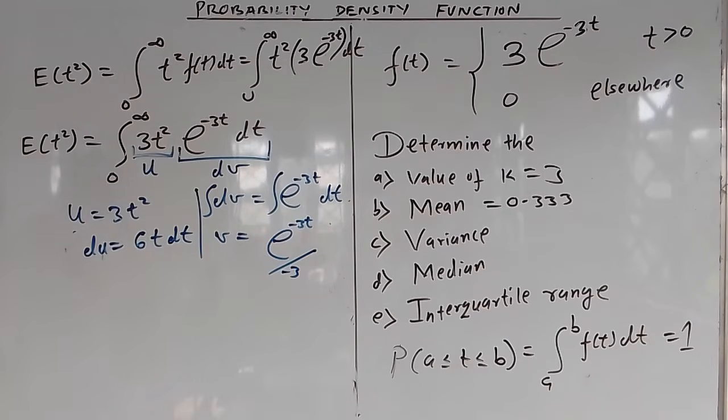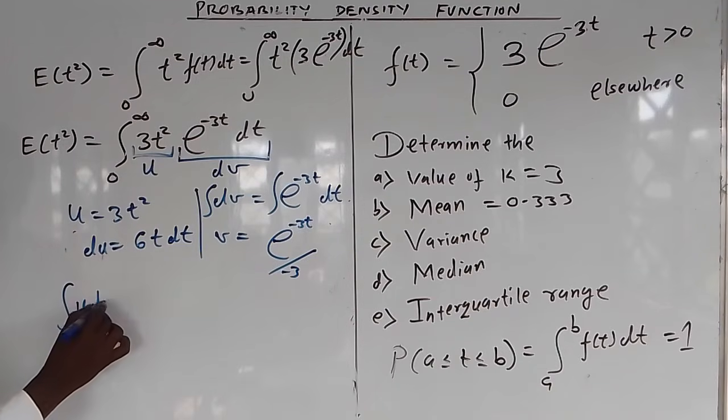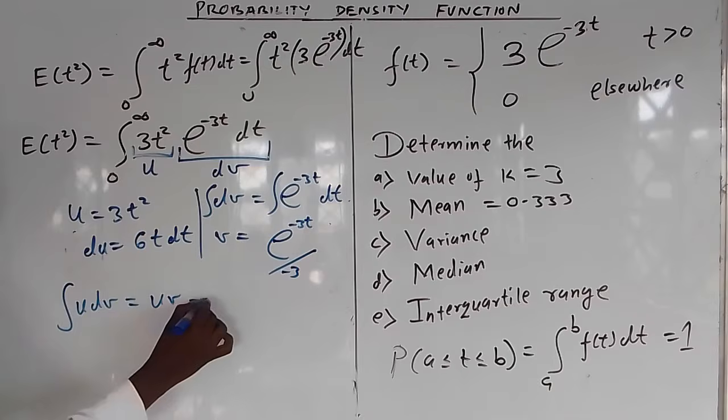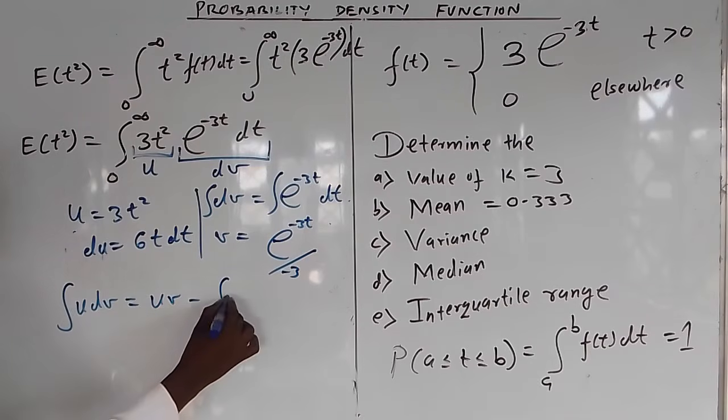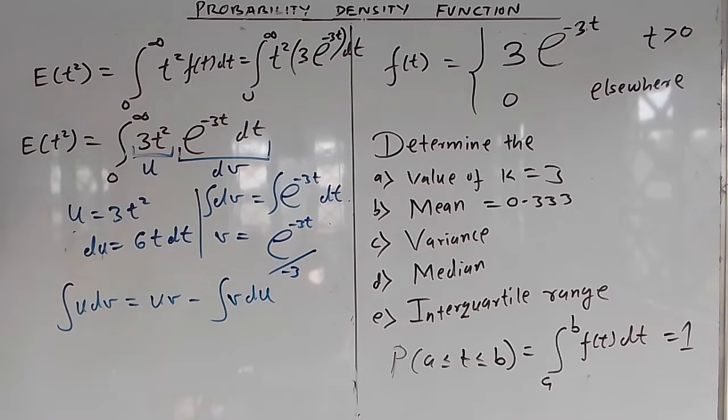Are we together? So after that, when you are integrating u dv, you are supposed to have uv minus the integral of v du. So start substituting. What is uv?